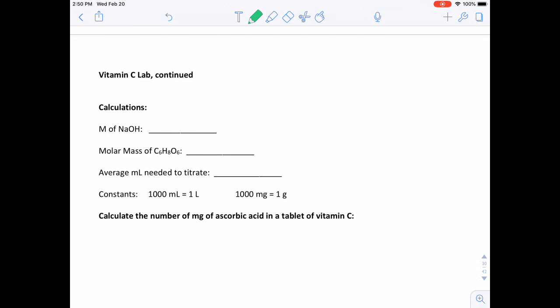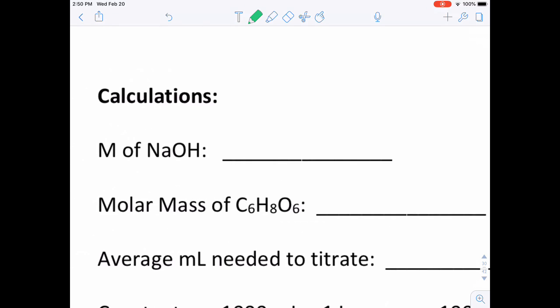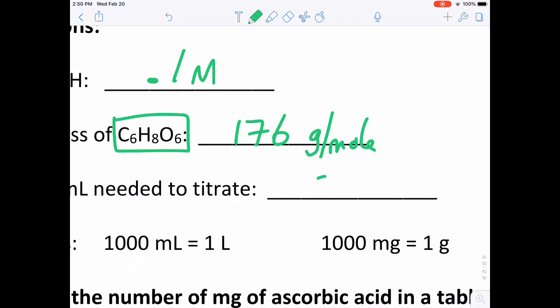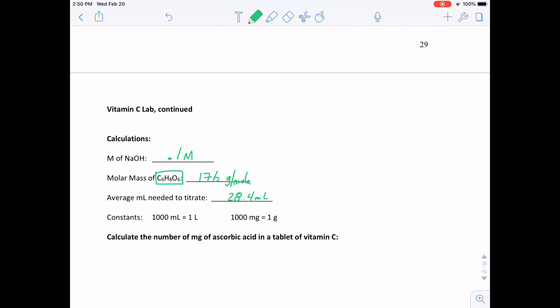I go through some of my data table here. I note that I have 0.1 molar NaOH. I just get that directly from the lab. I calculate the molar mass of my ascorbic acid of 176 grams per mole. I'm assuming we know how to do that. If you don't, that's another conversation we have to have down the road. And then we just did this. The average milliliters titrated to get the endpoint, meaning the pink phenolphthalein, 28.4 milliliters.